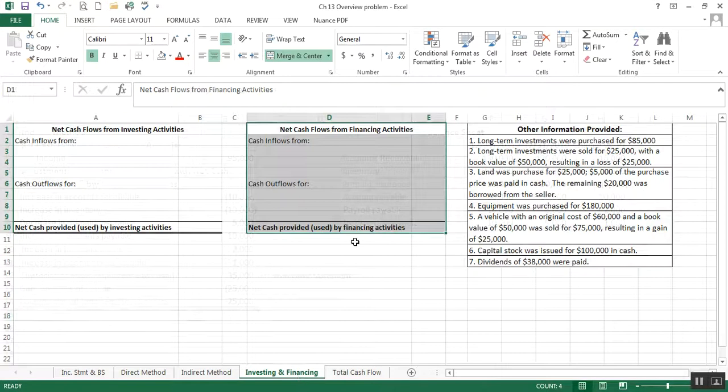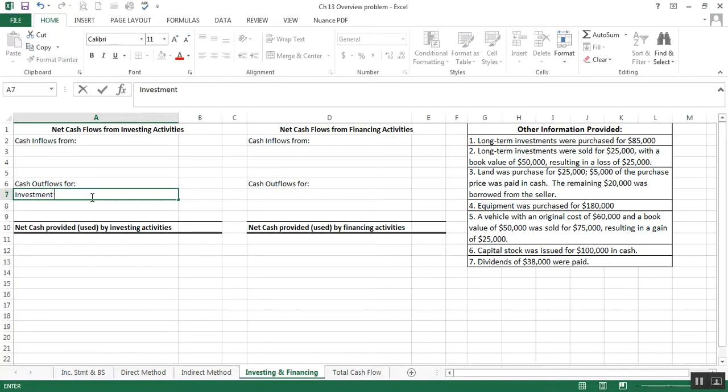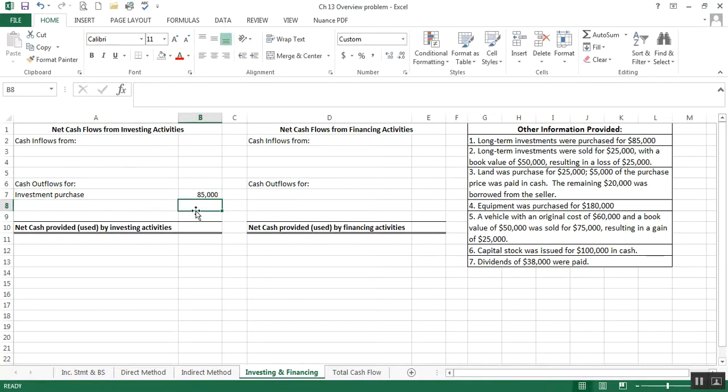Now let's look at what we do for our investing and financing activities. Okay, so under other operating information, we see here that the company had a long-term investment that was purchased for $85,000. Okay, well, it's an investment, so that's going to go under investing activities, and we bought it, so that's going to be an outflow. So investment purchase, and it was for $85,000. Okay, and that would be an outflow.